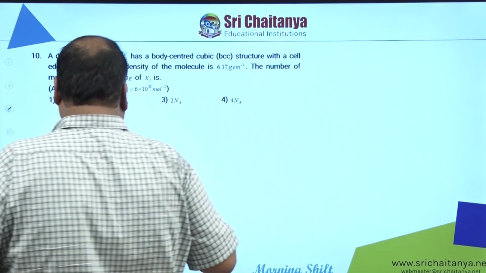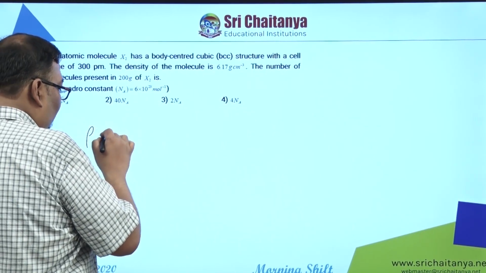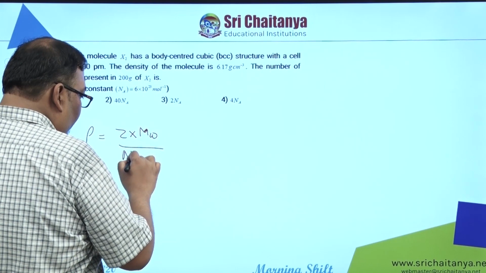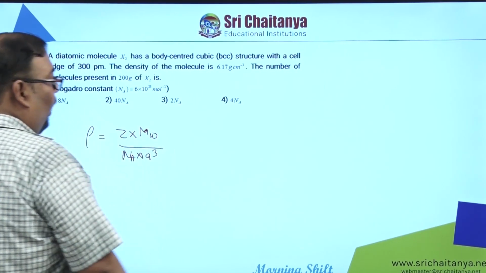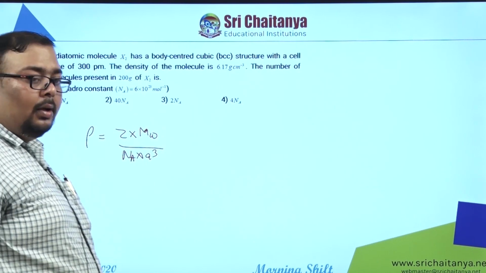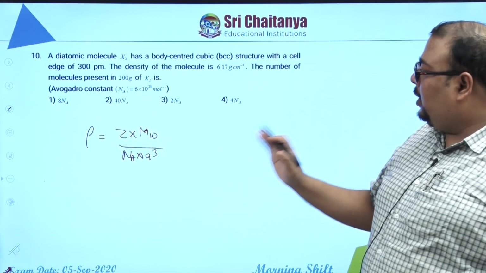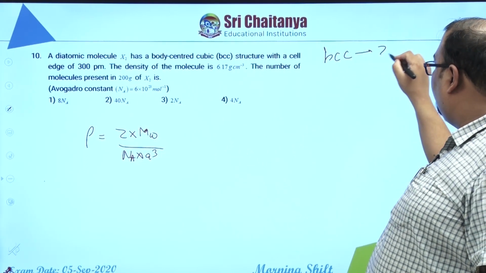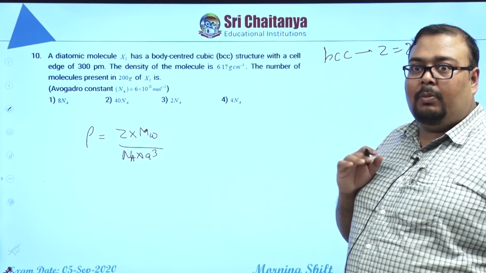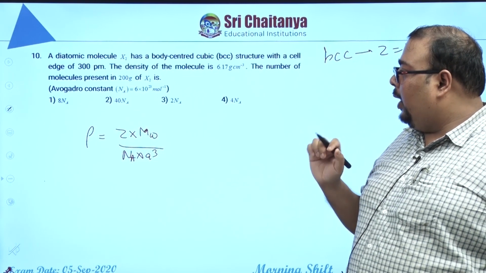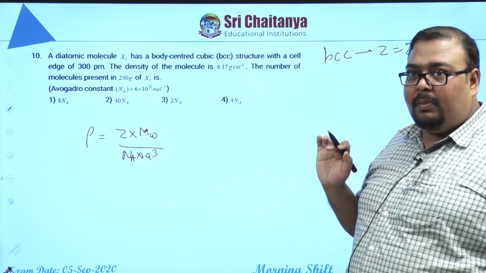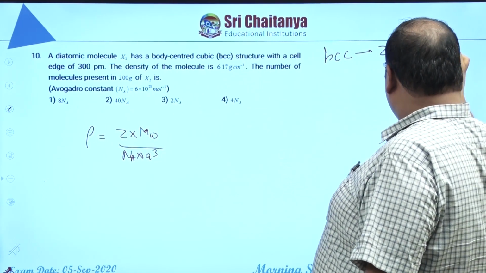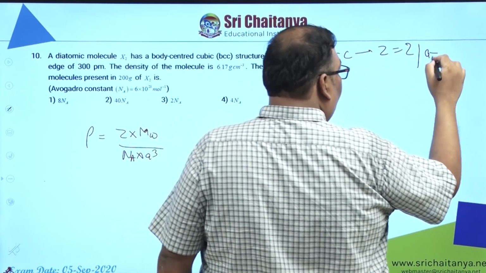Let me write the density equation. The density equation, rho, is given as Z into M_w divided by N_A into a cube, where a is the edge of the unit cell. In this equation, rho is given to us. For a BCC unit cell, the value of Z, which is the average number of molecules in a unit cell, is equal to 2. N_A is Avogadro's number, and a is given to be 300 picometers. So the value of a is 300 picometers.